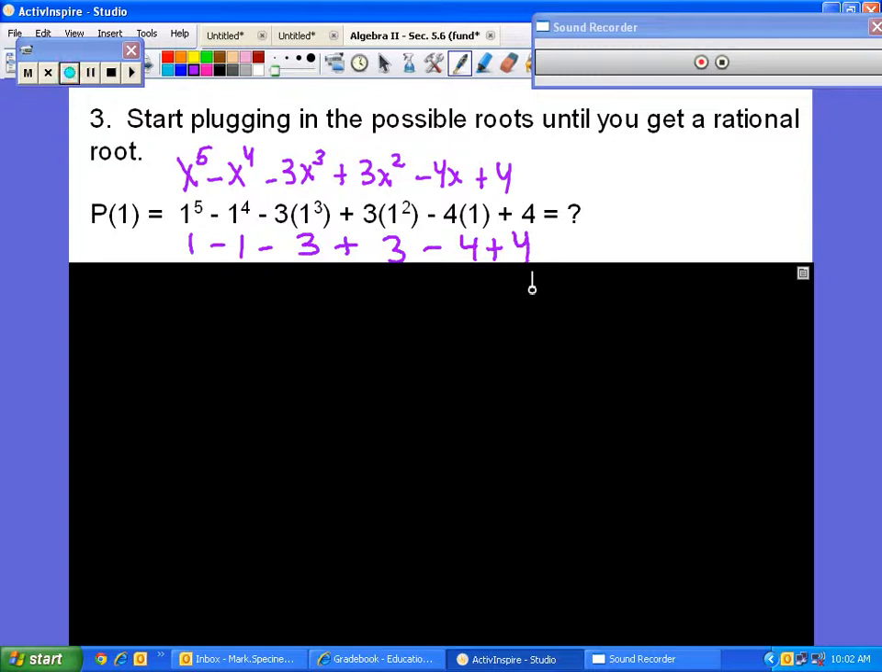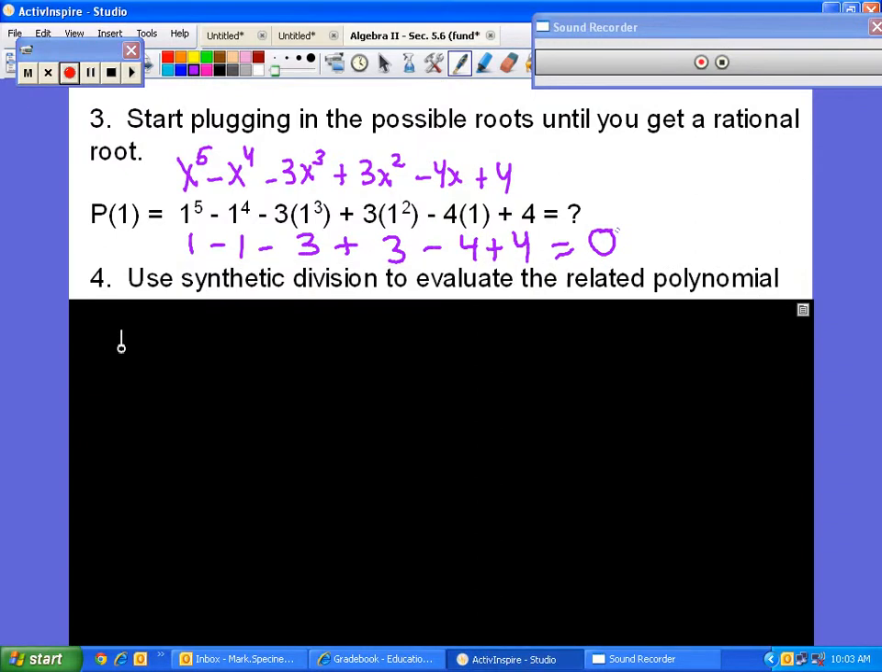Zero. I get 0. So what that tells me is that 1 is one of my roots. So now I know I'm only going to be looking for 4 more. Now, if 1 wasn't a root, then we would go on to -1, and then to 2, and then to negative 2. We would keep going until we got a value that works.